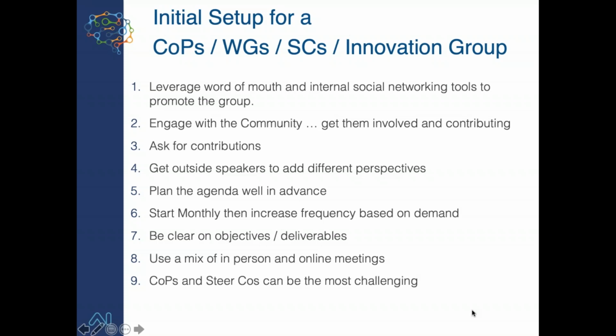Start monthly, but potentially, depending on the interest, you can build up to be more frequent. I think I actually started one community where it was quarterly to start with, then went to monthly, and then it was every other week, and then eventually weekly, just because we ended up having so much that we wanted to discuss, to talk about, and to decide, and that drove the momentum and the frequency of the calls.